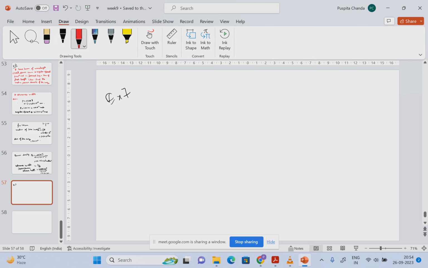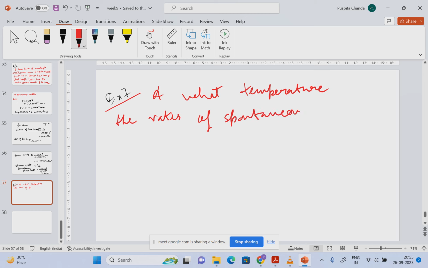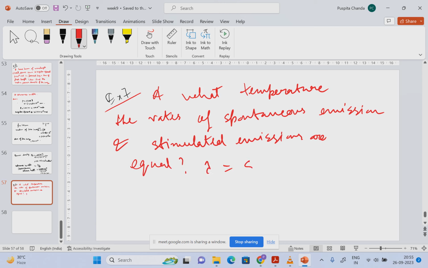Then example 7. At what temperature are the rates of spontaneous emission and stimulated emission equal? Lambda is equal to 5,000 angstrom.